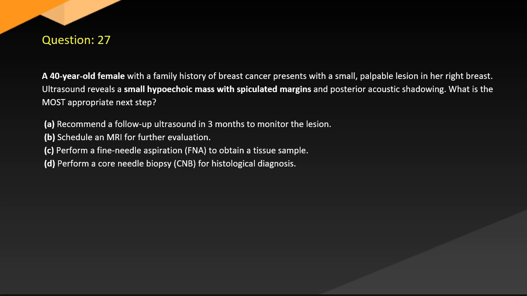Question 27. A 40-year-old female with a family history of breast cancer presents with a small, palpable lesion in her right breast. Ultrasound reveals a small hypoechoic mass with spiculated margins and posterior acoustic shadowing. What is the most appropriate next step? A. Recommend a follow-up ultrasound in 3 months to monitor the lesion. B. Schedule an MRI for further evaluation. C. Perform a fine needle aspiration (FNA) to obtain a tissue sample. D. Perform a core needle biopsy (CNB) for histological diagnosis.